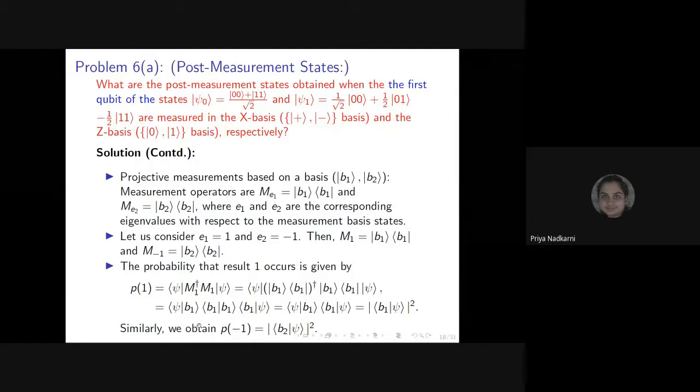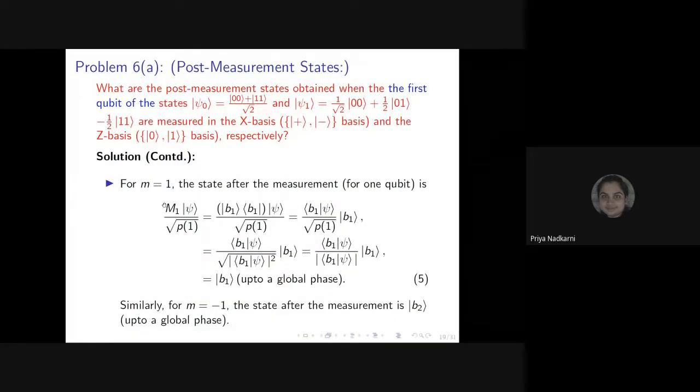Very similarly, we can get that the probability of getting minus 1 as the eigenvalue, or basically the post measurement state as B2, is the modulus of the inner product of B2 and psi, the whole square.